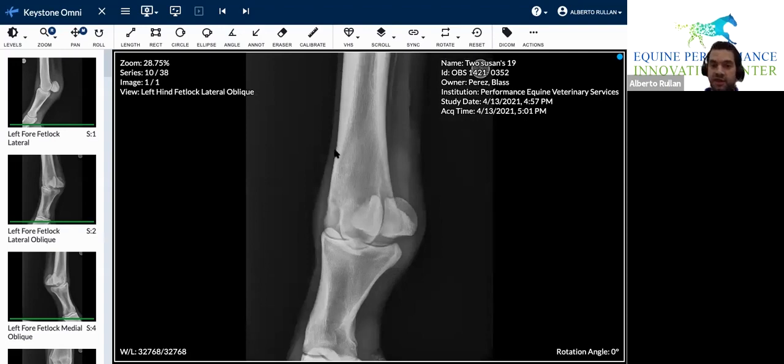Again, same thing. Now, advice that I give you guys is to make sure that you don't get bored while you're reading the next fetlock, because sometimes people get bored and they think it's all the same and they miss important chips. So read every radiograph separately, like it's the very first x-ray that you read. I do this every time I read a full set of radiographs.